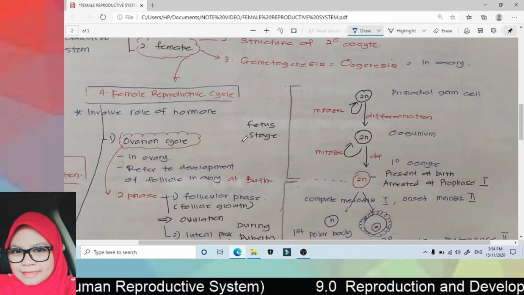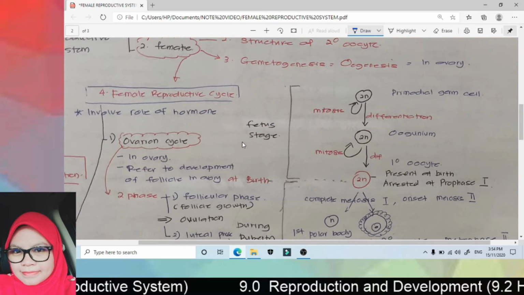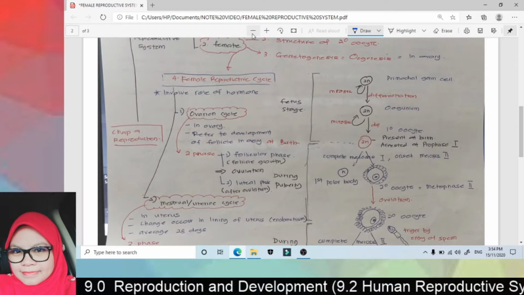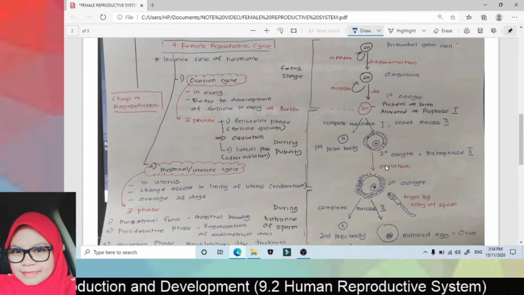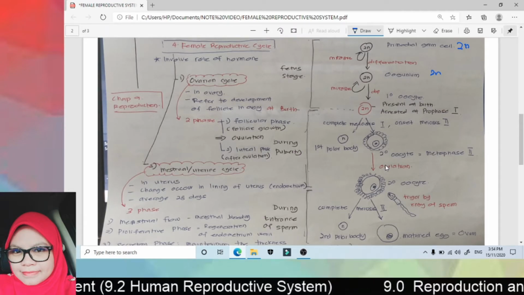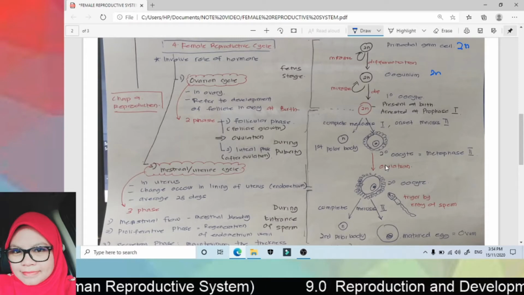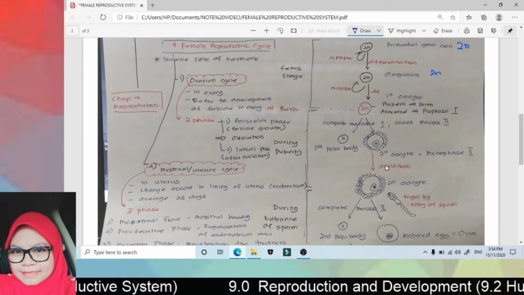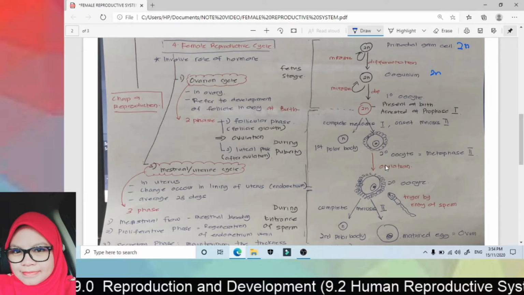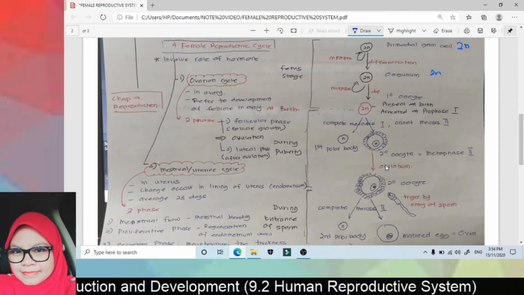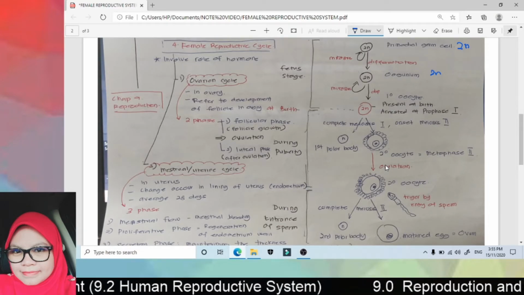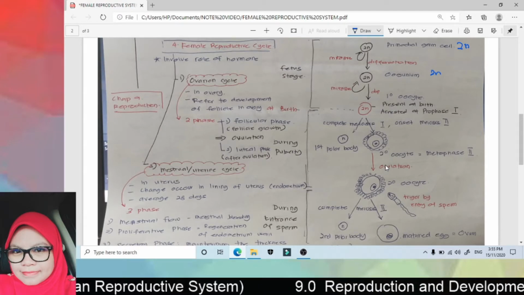So what happens? The primordial germ cell may undergo mitosis and at the same time undergo differentiation to form oogonium. So primordial germ cell is a diploid cell. Okay, and then the oogonium is also a diploid cell. And then the oogonium may undergo mitosis and at the same time undergo differentiation to form a structure called primary oocyte. And as you know, the mitosis process is to multiply the cells. Because in mitosis, the concept is to produce two daughter cells which are identical to the parent. So it means the process to multiply oogonium, the process to multiply primordial germ cells. So that's why the cell undergoes mitosis.